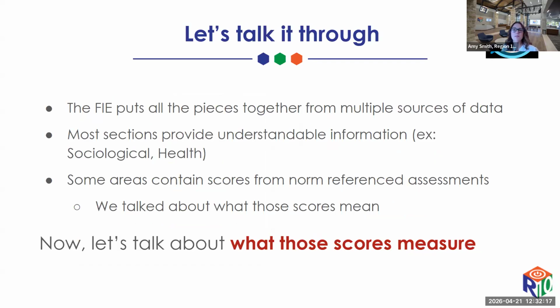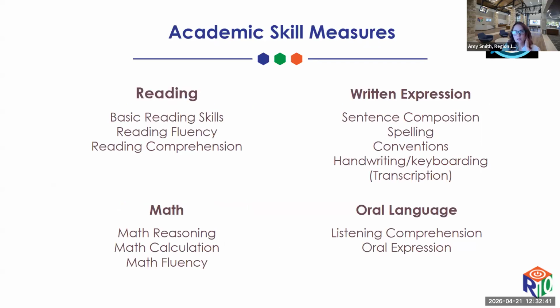So the FIE puts all the pieces together from multiple sources of data, broken down by sections with descriptive data that we try to make understandable to you as the reader. However, in the sections that contain results from these norm reference measures, such as standard scores, it may not be as easy to understand. Let's talk about what these scores might represent and how they can assist you and the team in knowing more about your child. So when we consider norm reference tests that are given for achievement, these components listed on this slide are often the measures or the terms you'll see outlining how we assess reading, math, written expression, and oral language.